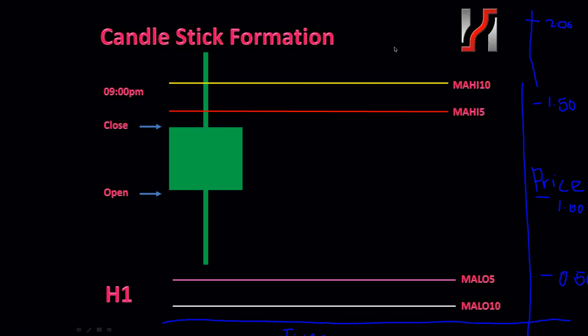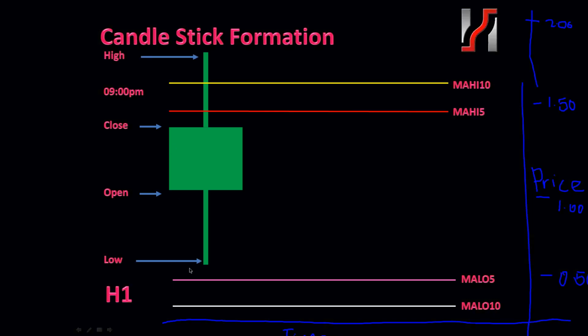We know that this is a buy candle because a buy candle opens at the bottom and closes on the top. What we can see here is that it left a shadow on the moving averages MAHI 5 and MAHI 10. So this is what we call candle reject, because the candle couldn't manage to break these sell indicators.